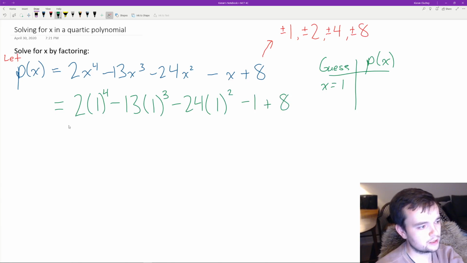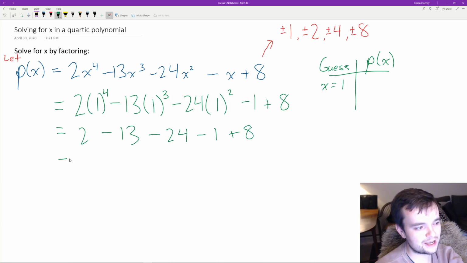So 1 to the power 4, that's 1. This is why it's easy. So I just get 2 there. 1 to the power 3 is 1, so I just get 13. Again, I just get 24. I just get minus 1. And then I have plus 8.